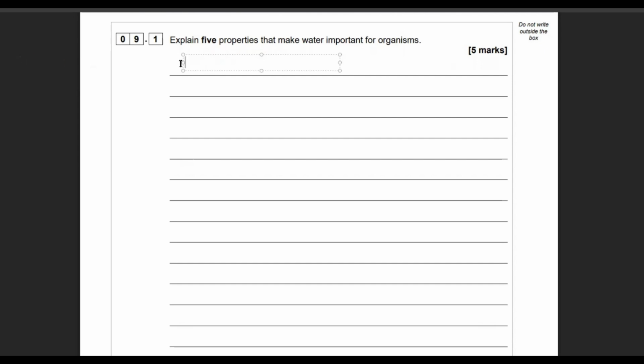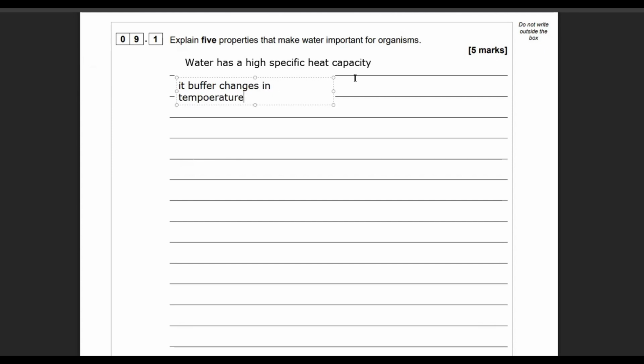So, for example, water has a high specific heat capacity. Now, I could explain what that means. This means that a lot of energy is required to raise the temperature of water even by 1 degree, but we want to explain why it's important for organisms. And we can say it resists changes in temperature, or it buffers changes in temperature. Resists is a good word.